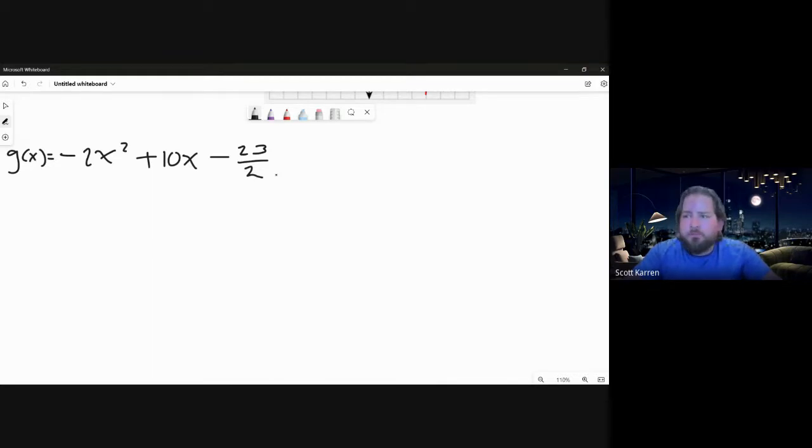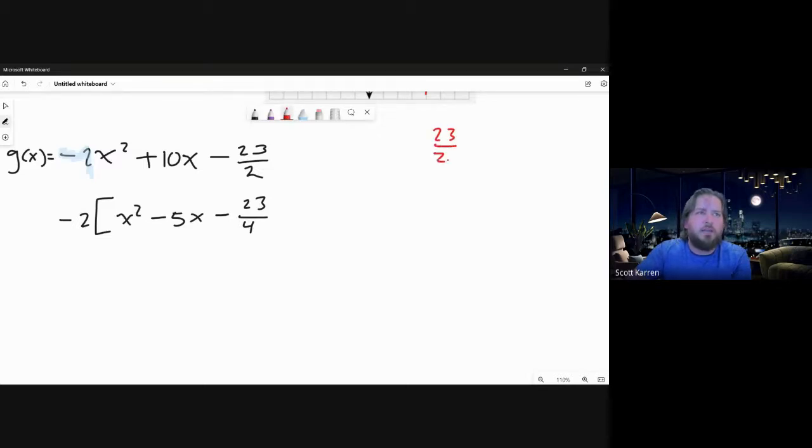But I will still go ahead and factor out that a term, and that a term is negative 2. And so I factor out negative 2. That leaves me with x squared minus 5x. And then factoring out a 2 here is the same as dividing by 2. And since the top isn't divisible by 2, this ends up being 23 over 4, right? And if you need to do it off to the side, take 23 halves, you're dividing it by 2, which is the same thing as 23 halves multiplying by 1/2, right? So you end up with 23 over 4.